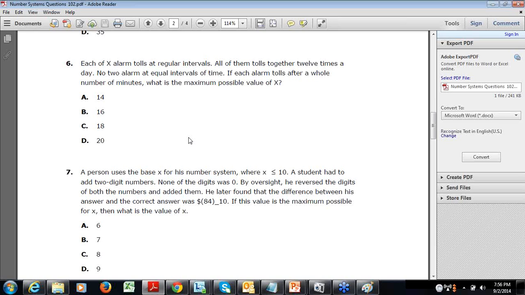So 2 hours will be 120 minutes. Now it is also saying no two alarms are at equal intervals of time. So if each alarm tolls after a whole number of minutes, then within this 120 minutes, a whole number of minutes is the difference between two tolls. So the factors that we have for 120 minutes, the number of factors of 120, that will be the maximum possible value of X.